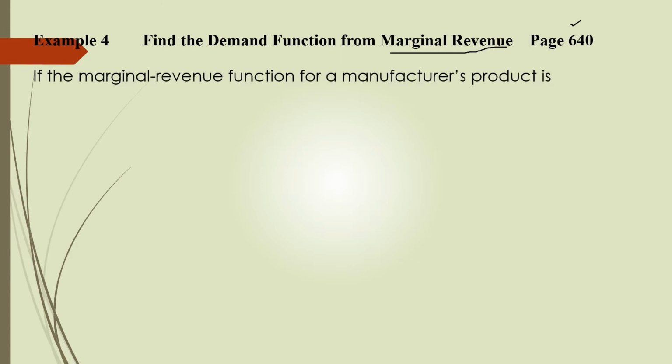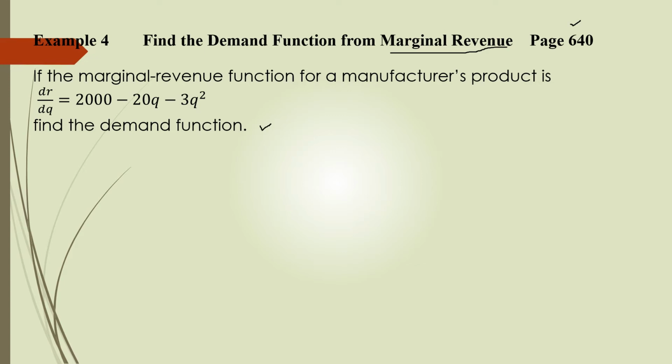Now, dear student, look at this question. If the marginal revenue function for a manufacturer's product is given by dr/dq equal to 2000 minus 20q minus 3q^2, here we will simply find the demand function.